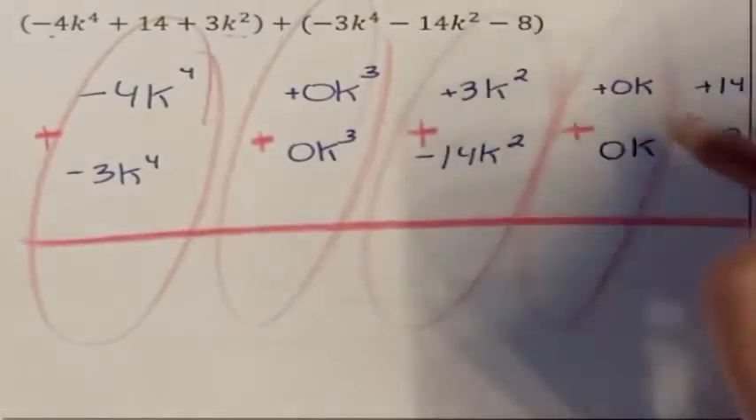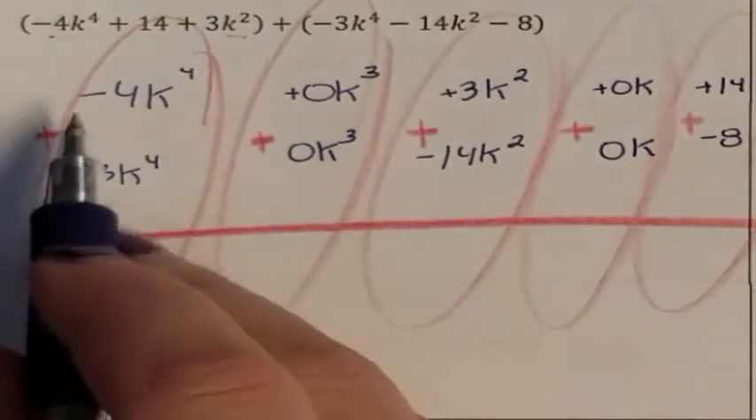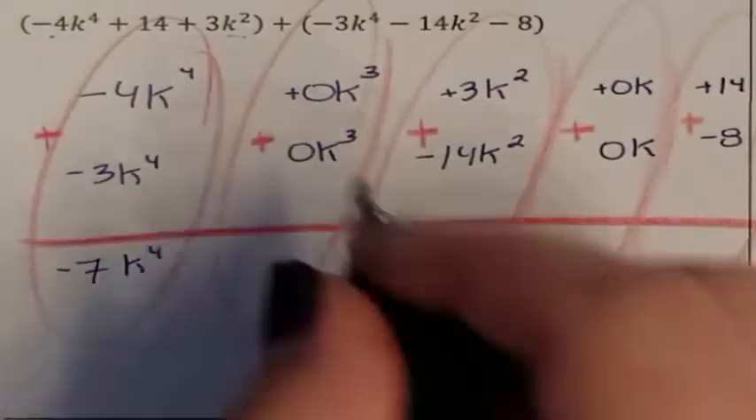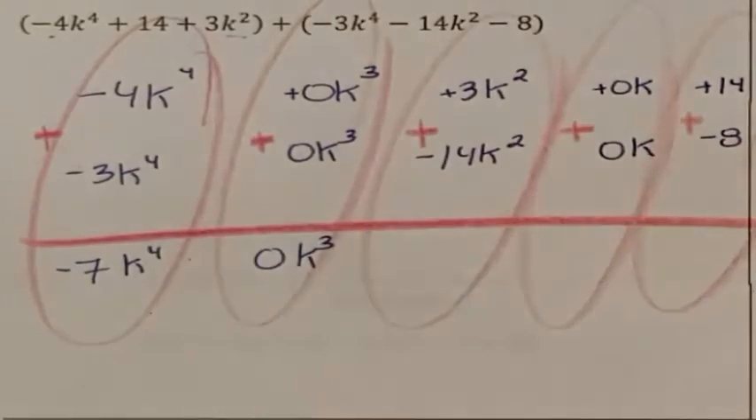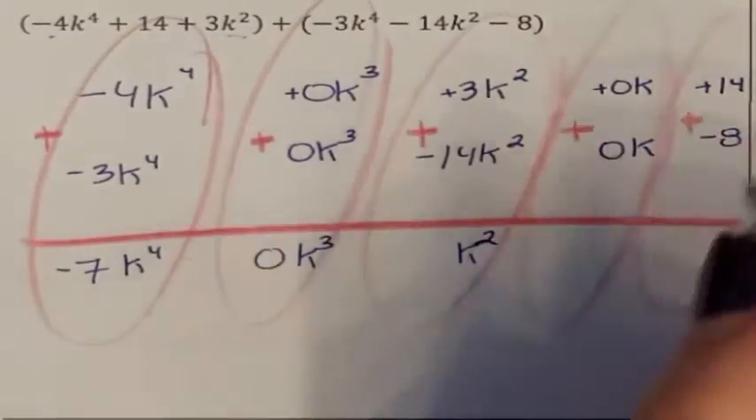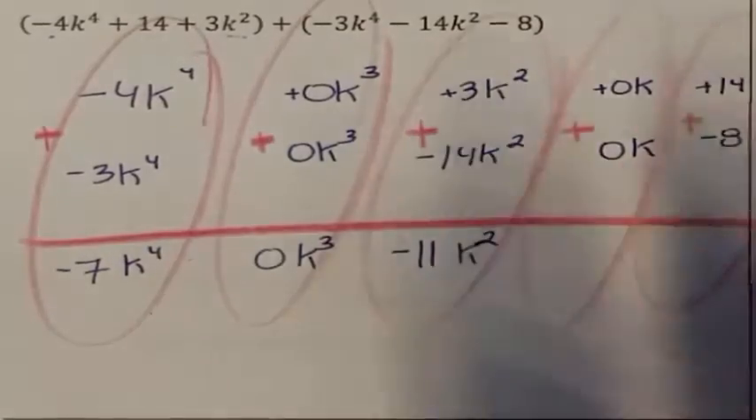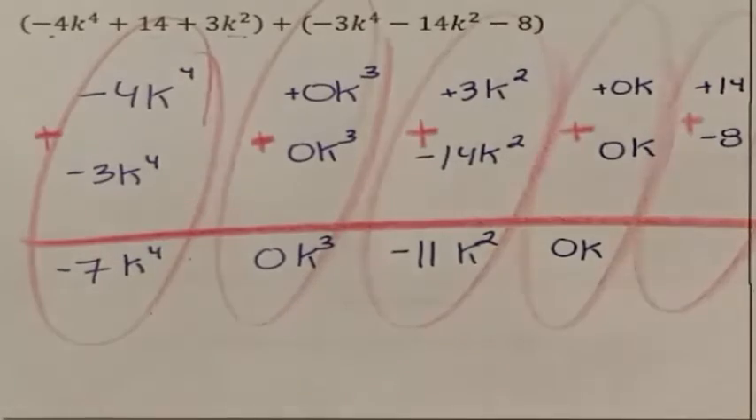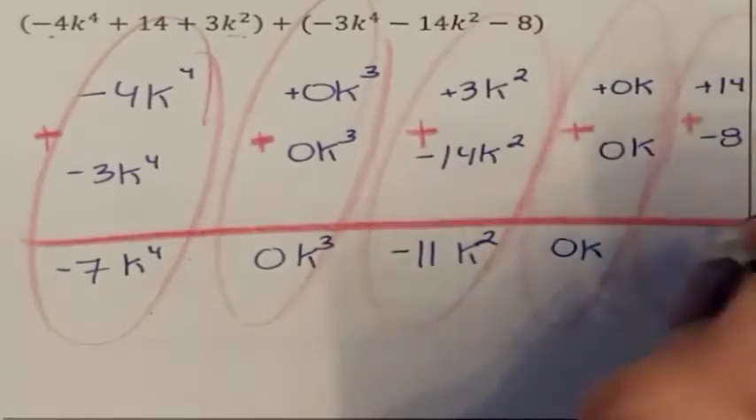So I'm just going to come through and combine my like terms. So my k to the 4ths. How many do I have? There were a negative 4 of them, and then I added negative 3 of them, which meant I had negative 7. My k to the 3rds. I had 0 and I added 0, which means I have none still. My k squareds. I had 3, and then I added a negative 14, which gives me a negative 11. My k's, I had 0 of them, and I added 0 more of them. I'm still left with 0 of them. My constants, 14 plus a negative 8 is a positive 6.